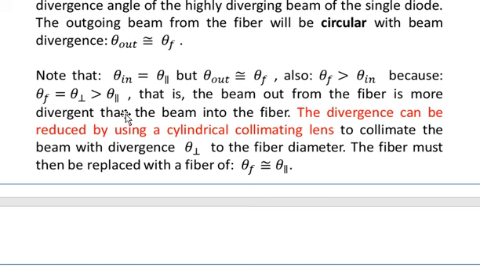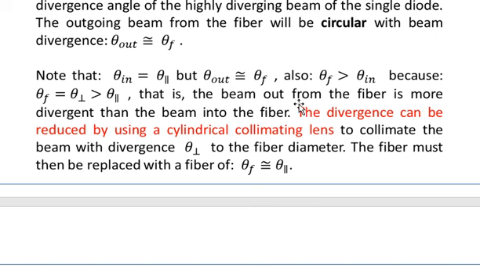Because you know that for the theta parallel beam, theta f is greater than theta in, since the divergence of the output beam is equal to theta f. It means that the parallel beam has increased in its divergence. That is, as far as the parallel beam is concerned, its divergence has increased at the output end of the fiber.